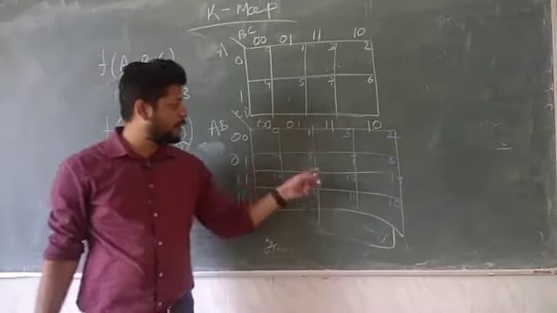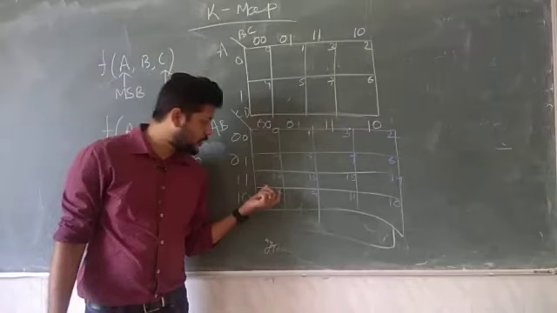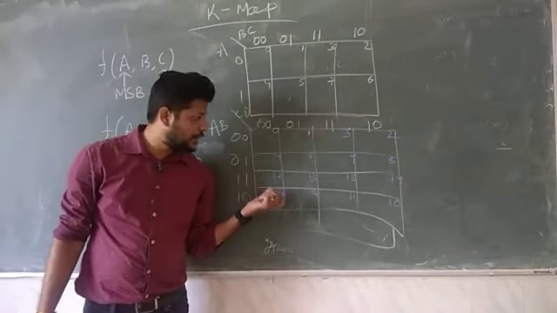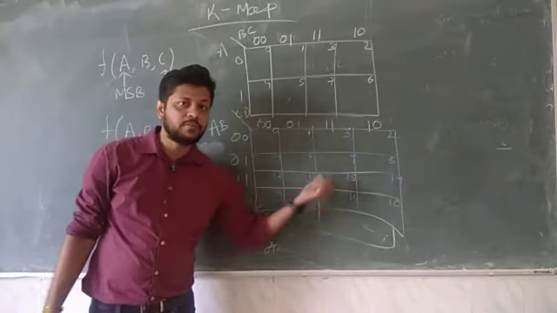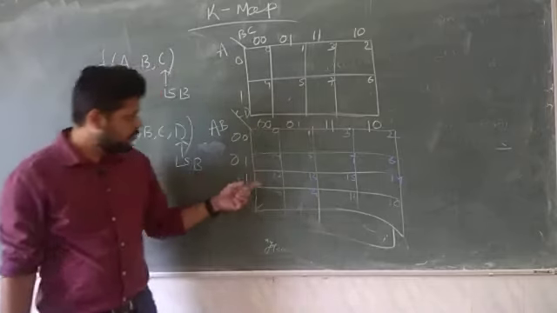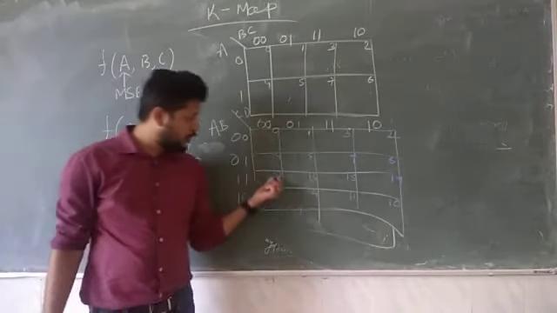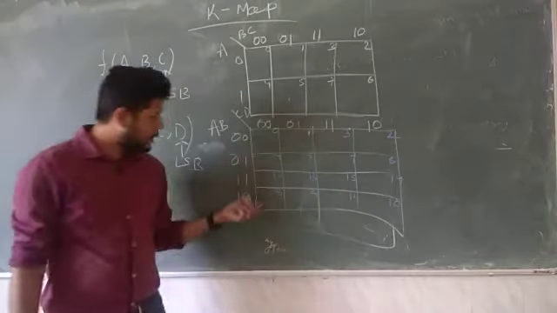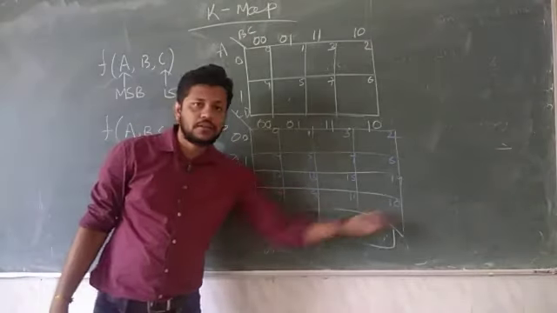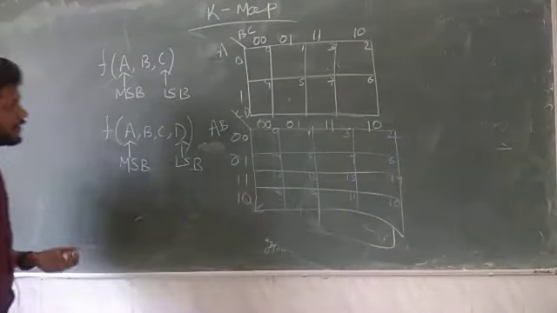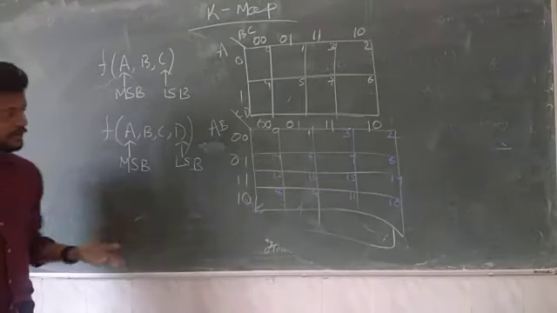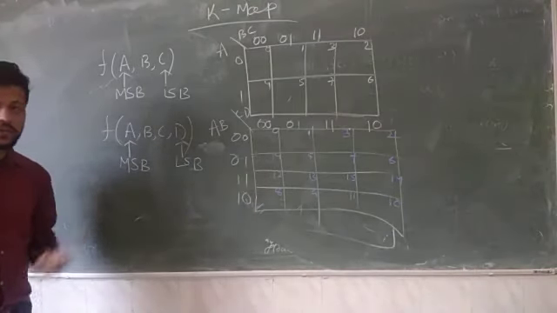After 4, 5, 7, 6, the next row is not 8, 9, 11 and 10. The next row is 12, 13, 15, 14. This is very important. Students generally make mistakes here. So 12, 13, 15 and 14 is the third row. Then we have 8, 9, 11 and 10. In this way we can design the 3 variable and 4 variable K-map.